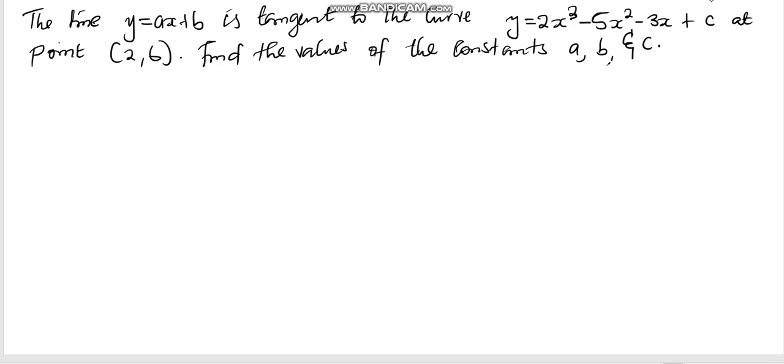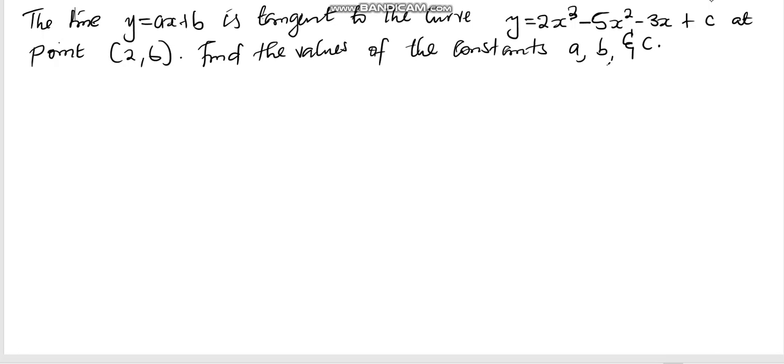We have this question, which reads: the line y equals ax plus b is tangent to the curve y equals 2x cubed minus 5x squared minus 3x plus c at the point (2, 6). So we need to find the values of the constants a, b, and c. We have two functions here that we've been given. One is a straight line, and the other one is a curve.